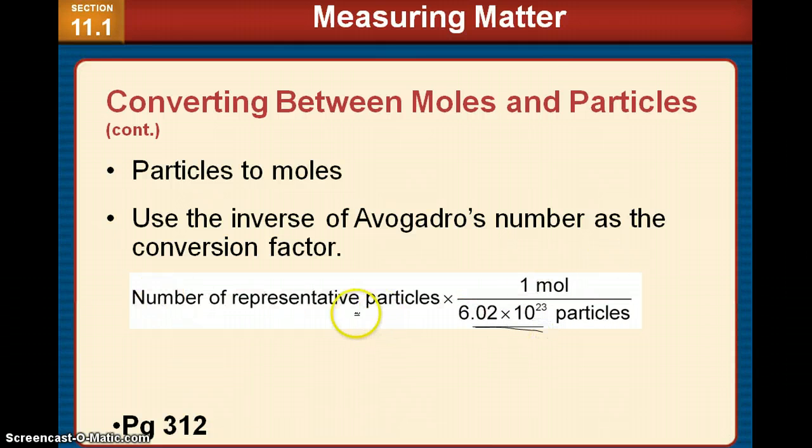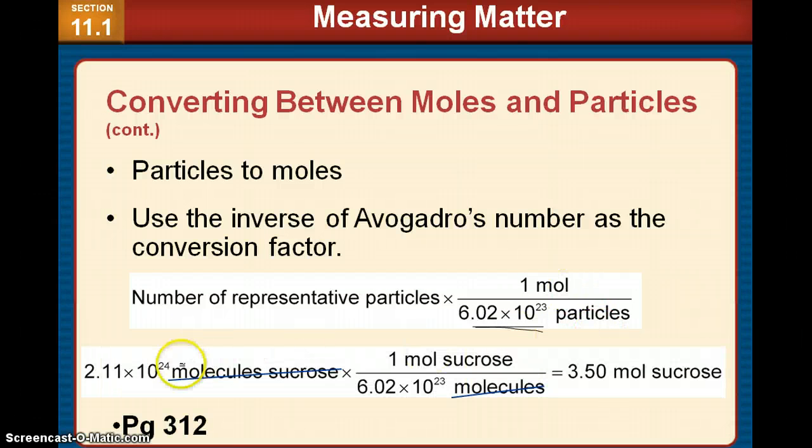If I start with particles, then I want particles on the bottom to give me moles. So let's say I start with 2.11 times 10 to the 24th molecules. I don't want molecules, so molecules is going to go on the bottom, and 6.02 always goes with that. They stay together. So 1 mole would be on the top, so I just punch that into my calculator again.